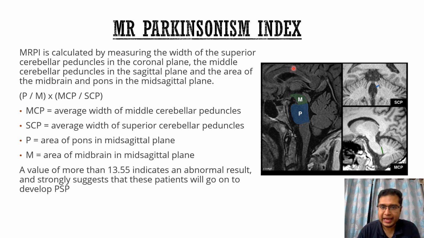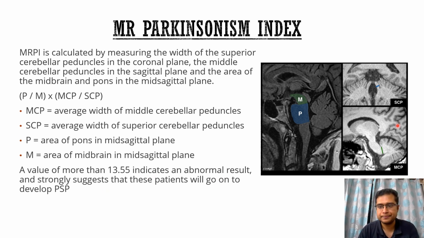It is measured by calculating the width of the superior cerebellar peduncles in the coronal plane. So this is the coronal plane where we calculate the width of the superior cerebellar peduncle. In the sagittal plane, we calculate the width of the middle cerebellar peduncle, and in the mid sagittal plane, we calculate the area of the midbrain as well as the pons. And this is the formula that is used to calculate the MR Parkinsonism index, and a value of more than 13.55 indicates an abnormal result and strongly suggests that these patients will go on to develop classic PSP or progressive supranuclear palsy.